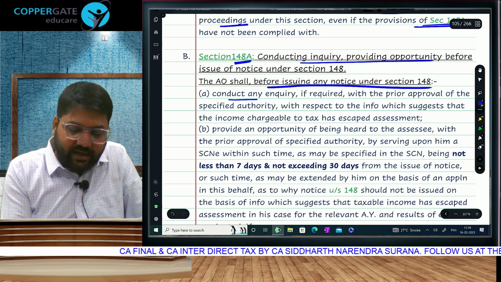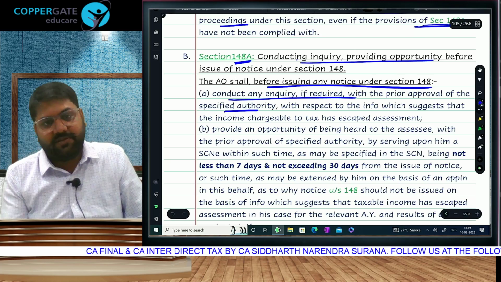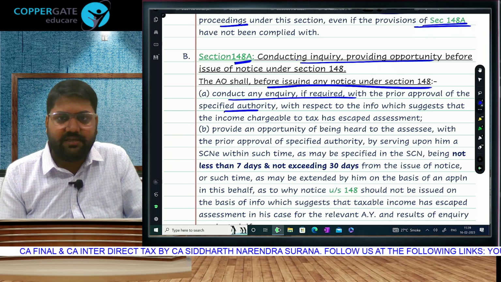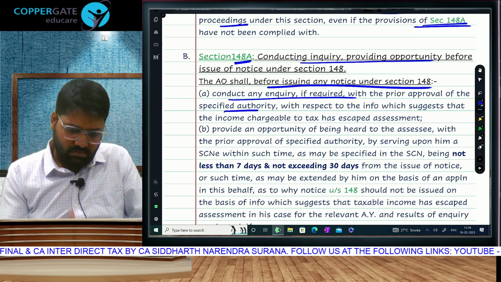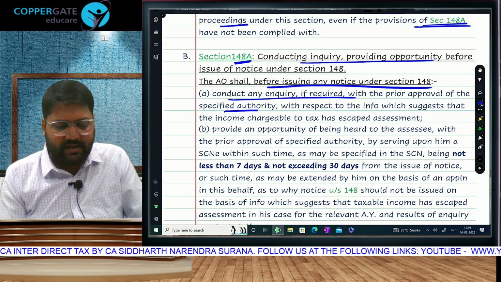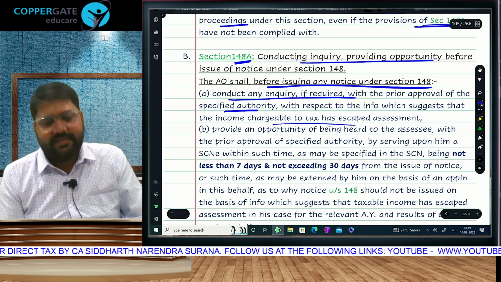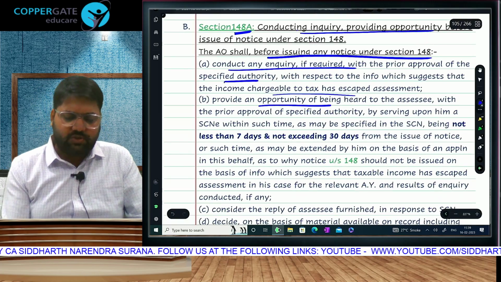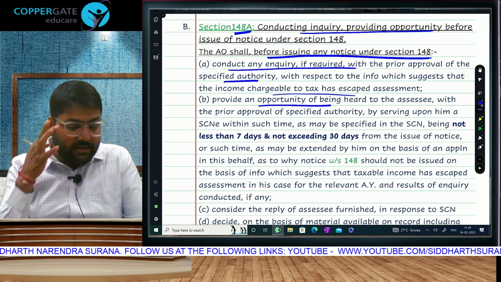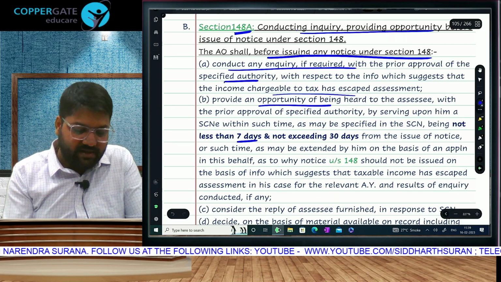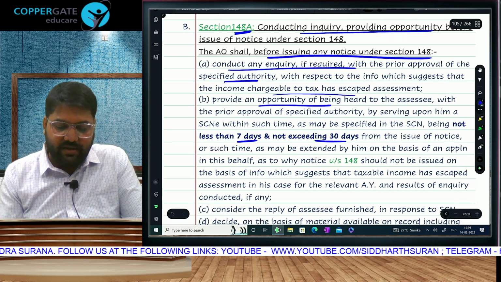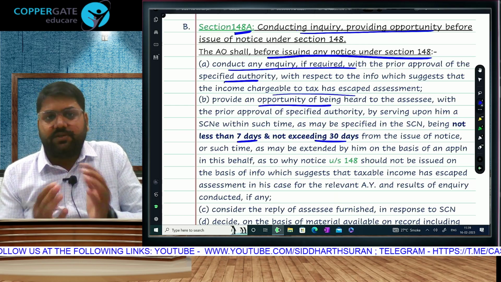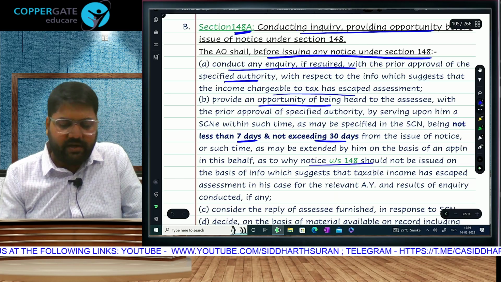So the AO will conduct any inquiry if required with the prior approval of the specified authority. In 151 we have the specified authority, we will revise as the section comes in the book. He will take the prior approval and conduct an inquiry with respect to income that has escaped assessment. An opportunity of being heard is going to be given, a show cause notice will be given, and the assessee, within the time given, which may be minimum 7 days and maximum 30 days, will have to explain. The show cause notice is basically going to ask him why the 148 notice should not be given.